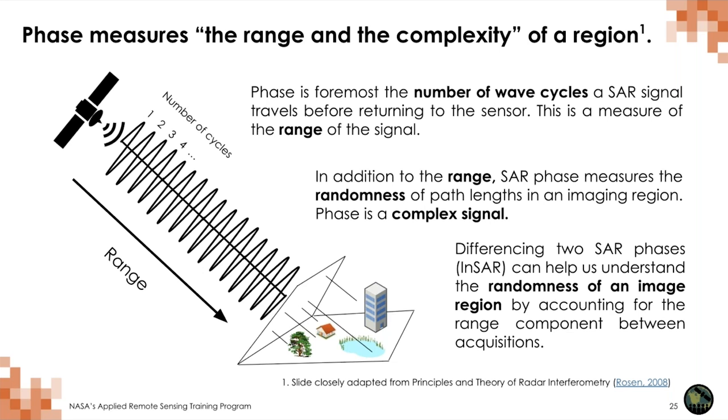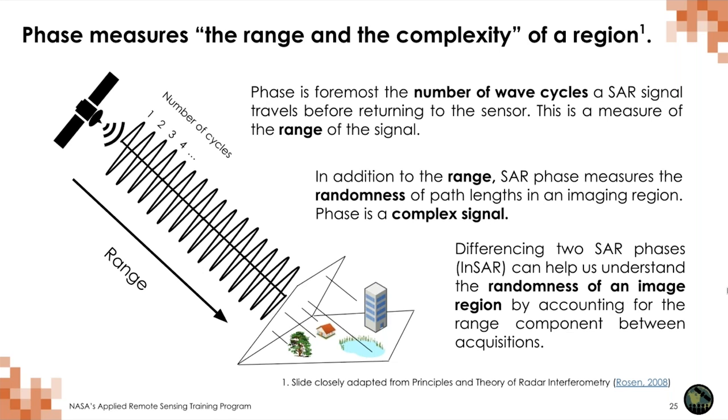But the sensor sends out a fixed signal that undergoes a fixed number of wave cycles. So the first component of a SAR signal is the number of wave cycles completed or traveled before the signal is returned to the sensor. So we call this a measure of the range of the signal, essentially how far the signal went before it reached an image region.